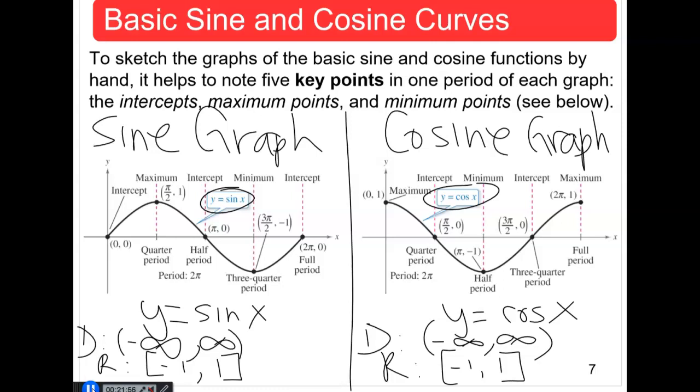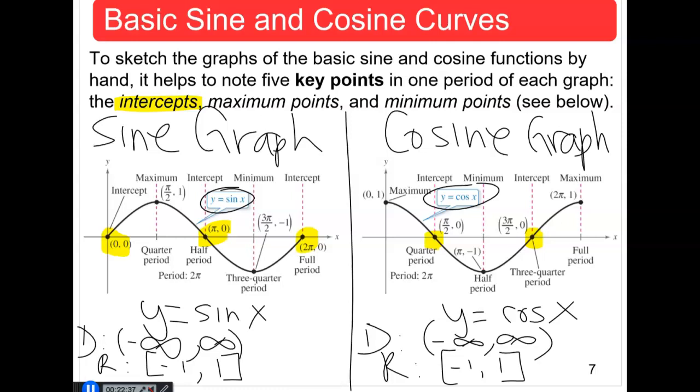Okay, so now let's talk more or reinforce the 5 key points. So intercepts. The x-intercepts for the sine function will occur here at 0 radians, at pi radians, and at 2 pi radians. And then they will keep repeating, because remember, the domain is all real numbers. So either we go in the left or right direction, we will have the same curve. Now for the cosine graph, the x-intercepts are at pi over 2 and at 3 pi over 2.